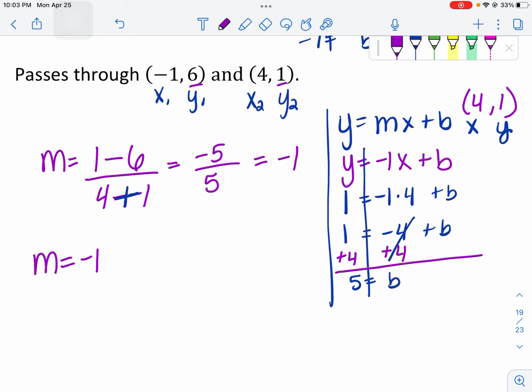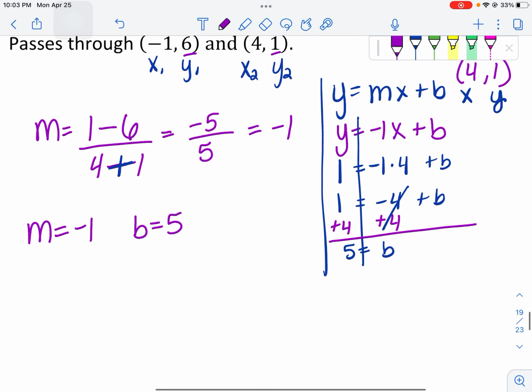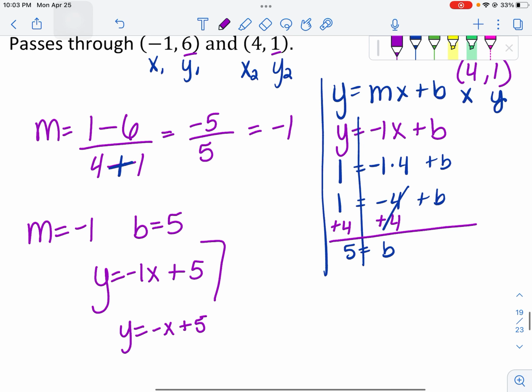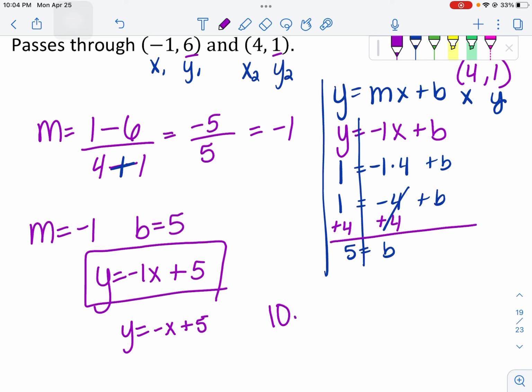So I got m equals negative 1 and b equals 5. So the final answer for this one would be negative 1x plus 5. Or you could just write it as negative x plus 5. Those would be equivalent answers because a negative x implies that it's a negative 1. All right, hope this was helpful.